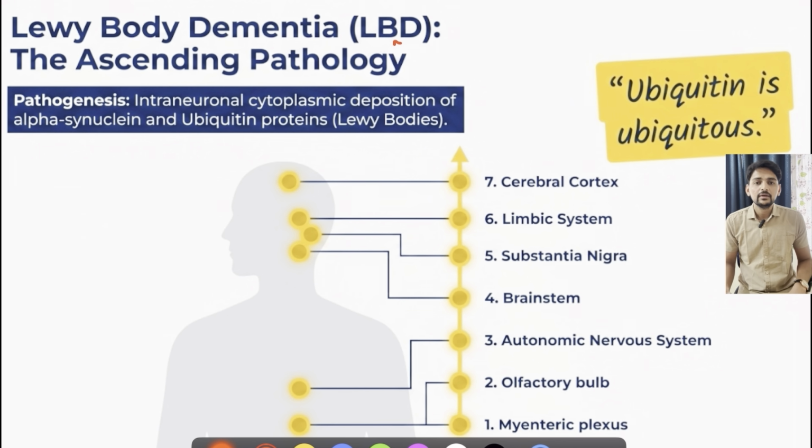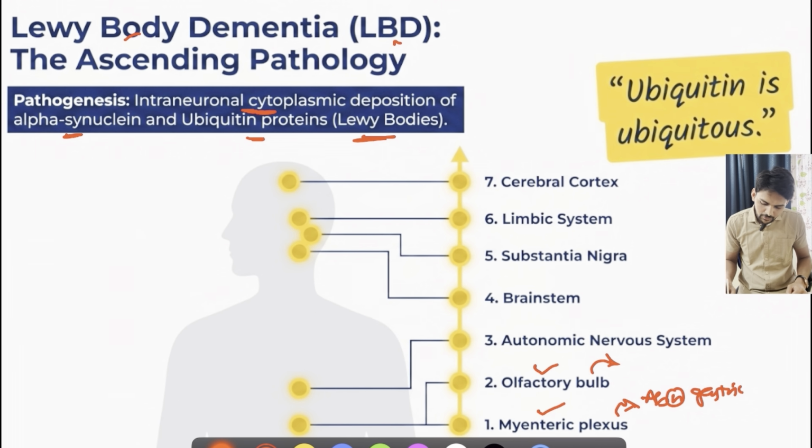So here again, due to advancing age, because of accumulation of some abnormal proteins, intraneuronal cytoplasmic depositions. So what are those proteins getting accumulated in Lewy body dementia? They are alpha-synuclein and ubiquitin proteins, which are called Lewy bodies. They will start getting deposited in the cytoplasm of neurons. But these will not only affect the cortex, they will start affecting from myenteric plexus. There might be deposits in the olfactory bulb, leading to some abnormal gastric symptoms. There might be abnormal smell.